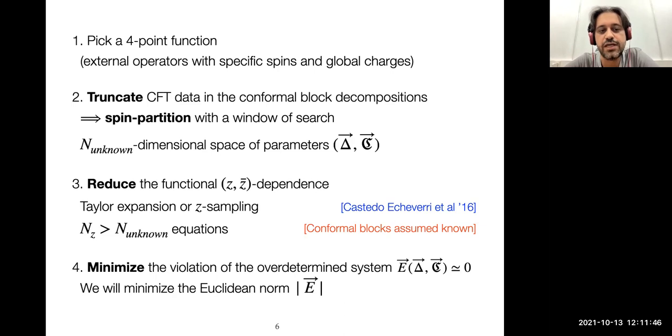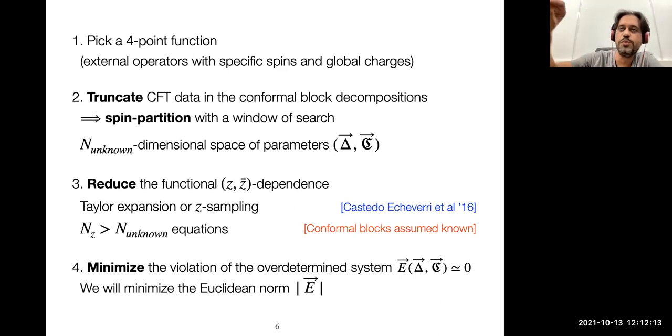So I will have n unknown parameters. Half of them are going to be the scaling dimensions, and half of them the corresponding OPE squared coefficients, which I can arrange into vectors. Okay, so this is the space of unknown parameters. Then I need to reduce the functional z, z-bar dependence, and I can do it in different ways. The most common way is to do a Taylor expansion or to do a z sampling.